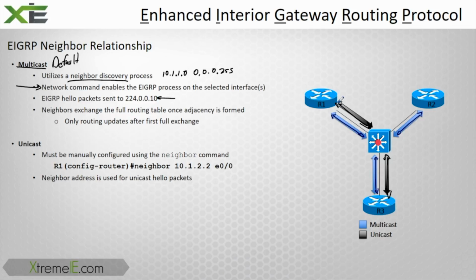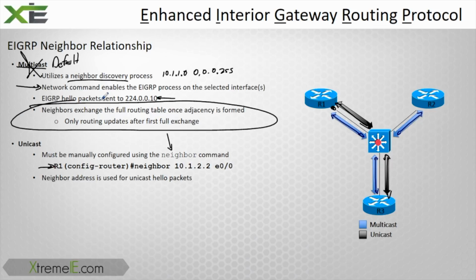And the minute you type a neighbor command like this, what's going to happen is you're going to kill all the multicast adjacencies that you would have on that particular interface, and you'll have to go in and type those neighbor commands for everybody on that interface. Okay. Now, this little bullet point here is going to be the same for both. This is really just the multicast process, if you will.